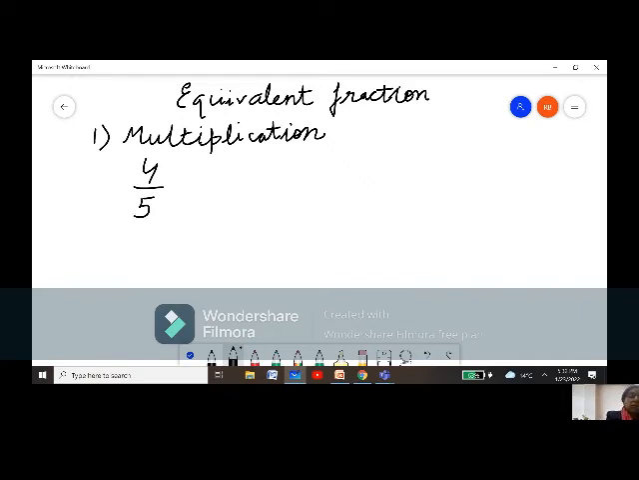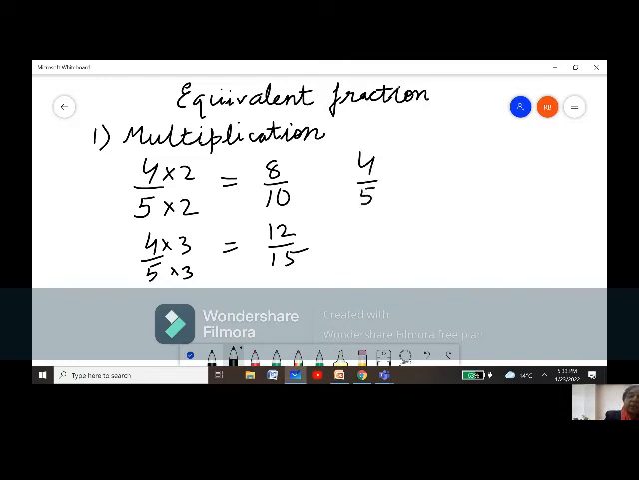By multiplication means you have to multiply both numerator and denominator with the same number. 4 twos are 8, 5 twos are 10. Again 4 by 5 with 3 with 3. 4 threes are 12, 5 threes are 15. Then equivalent fractions of 4 by 5 are 8 by 10 and 12 by 15.